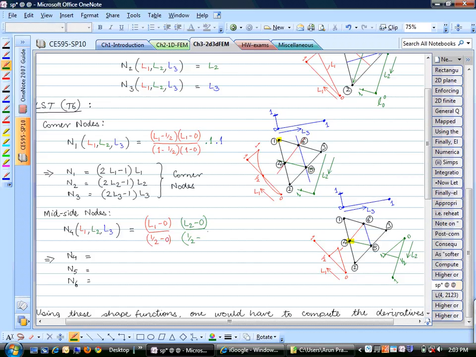Minus 0 and half minus 0. And in the L3 direction, it's 1. Therefore, what is N4? N4 would be 4 times L1, L2, right? Similarly, N5 would be 4 times L2 times L3. And N6 would be 4 times L3 times L1.